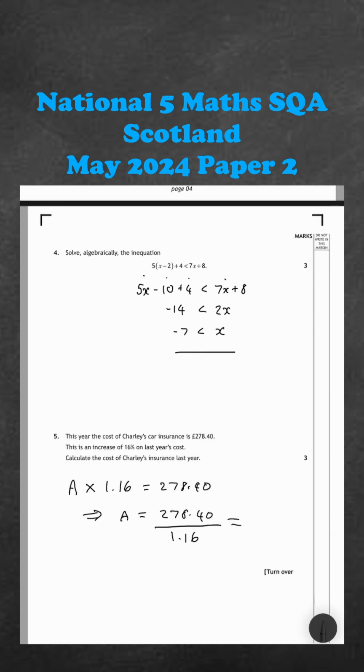Remember, 2 decimal places on my calculator. You don't even need to worry about that because it's just a round number. £240 is your answer.